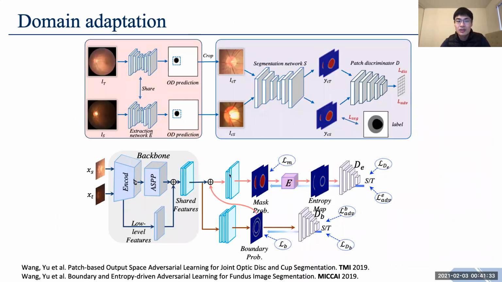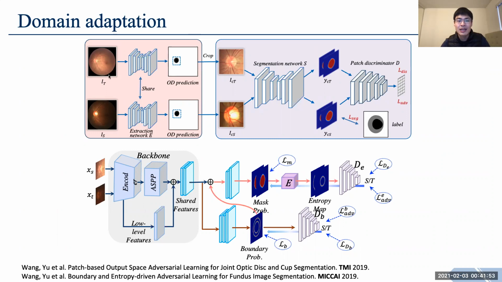So in the setting of domain adaptation, we have 2 domains. One is the source domain, and the other is the target domain. And in the network training, we have training images from the source domain and the target domain, but we only have annotations on the source domain.